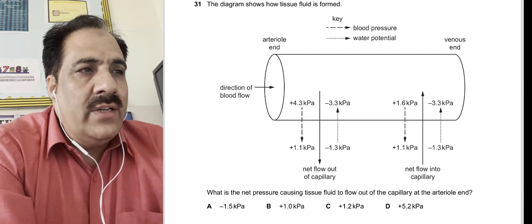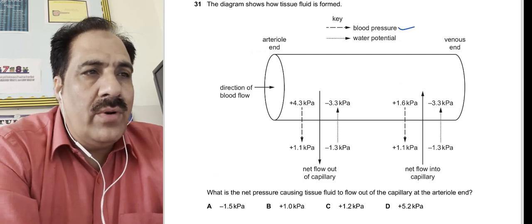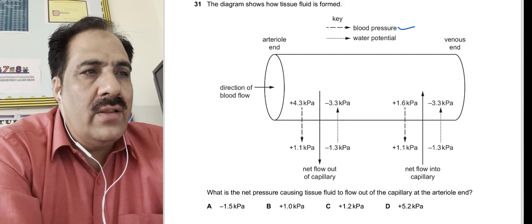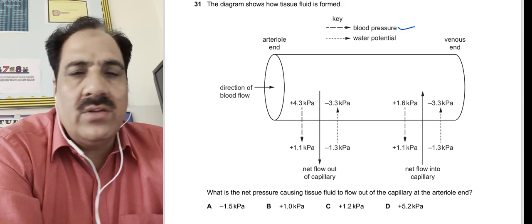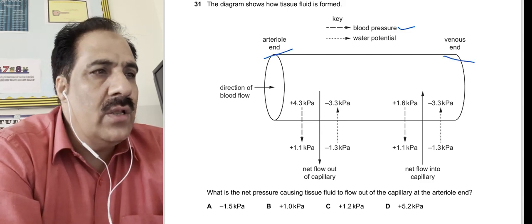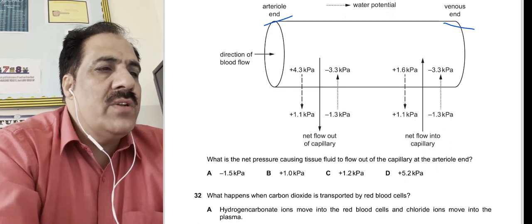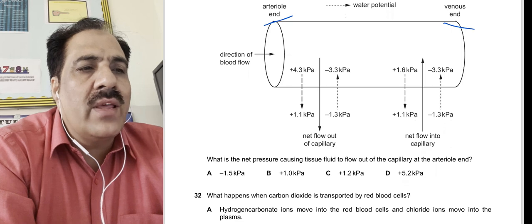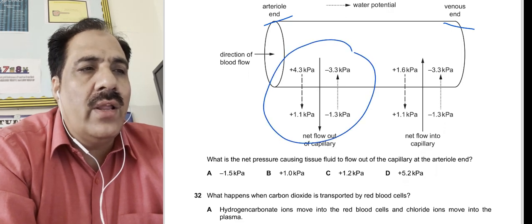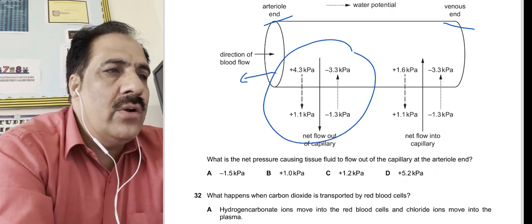Question number 31. The diagram shows how tissue fluid is formed. So this dark line is the blood pressure, and the dotted line is the water potential. So this is the arterial end, this is the venous end. What is the net pressure causing the tissue fluid to flow out of the capillary at the arterial end? So we are talking about the arterial end here.